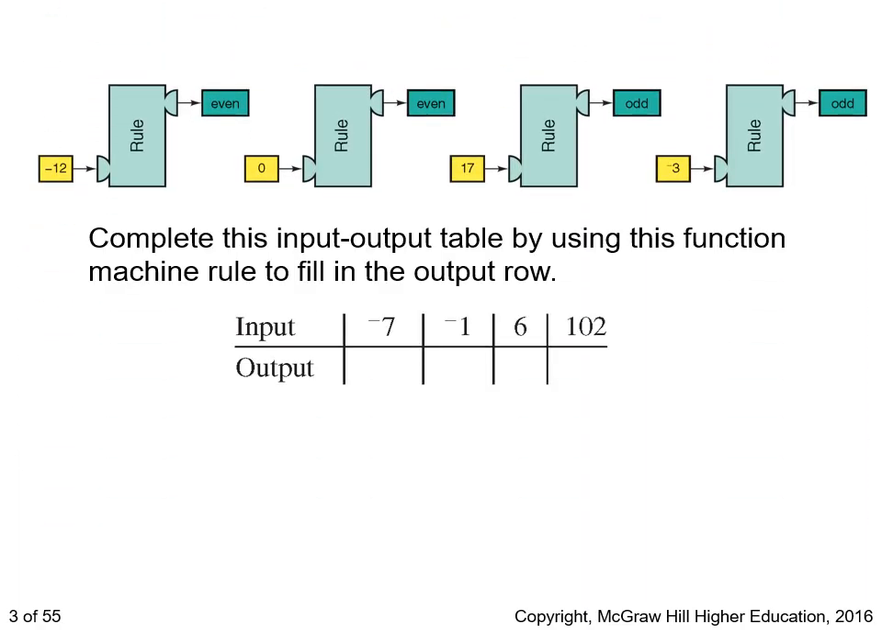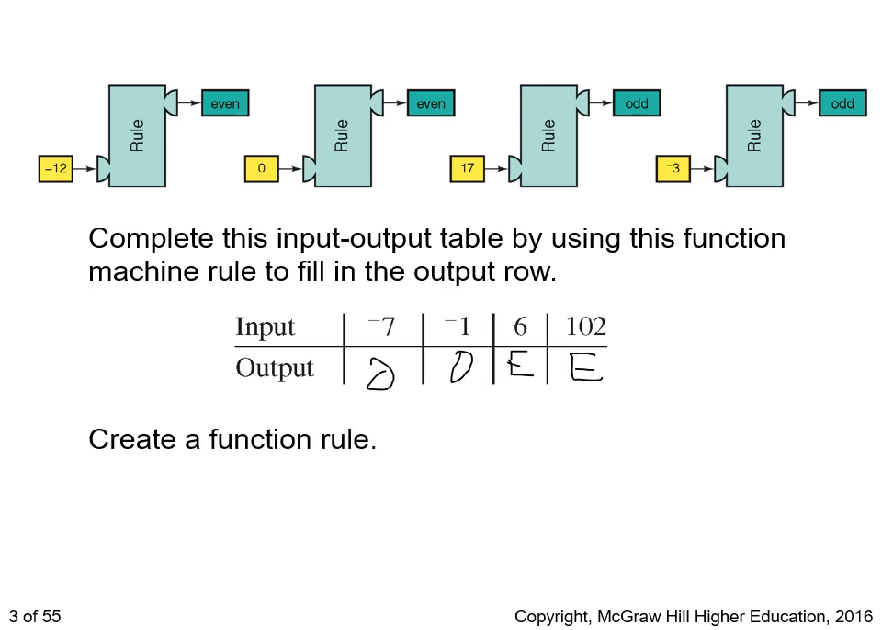So here's the machine again. Complete the input-output table by using this function machine rule to fill in the output row. So when we input -7, what would you expect to get out? Well, if I look at -3, I would think that this would probably come out to be odd. -1, again, I would think the answer would be odd. If I input 6, though, that looks like it's going to be an even, and 102 should be even.